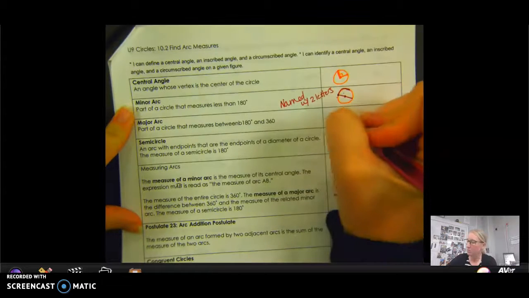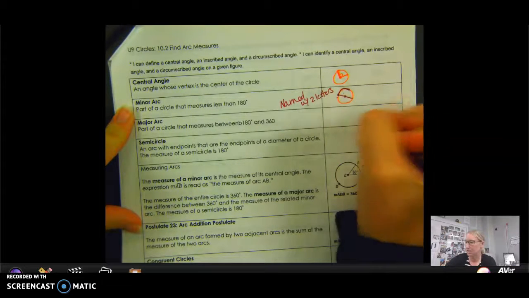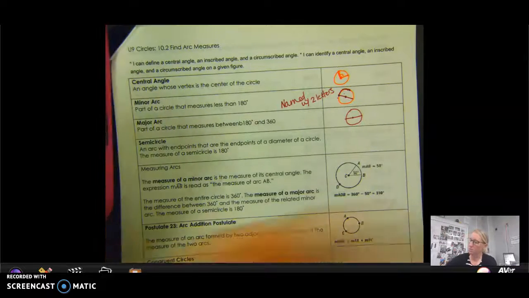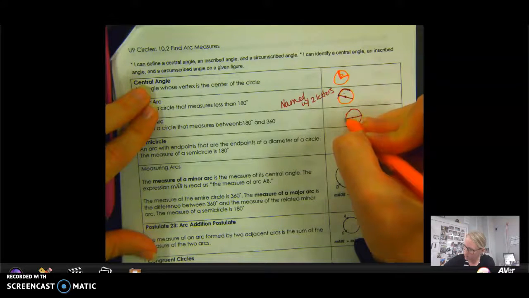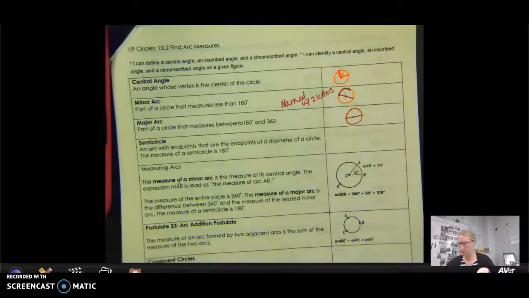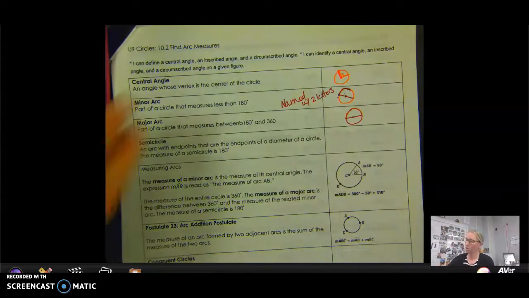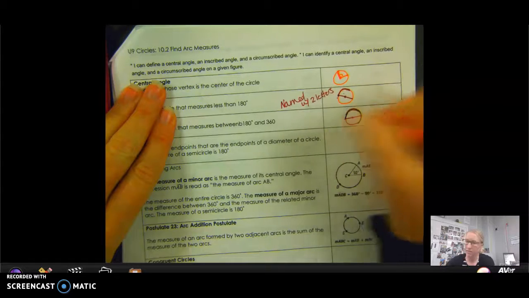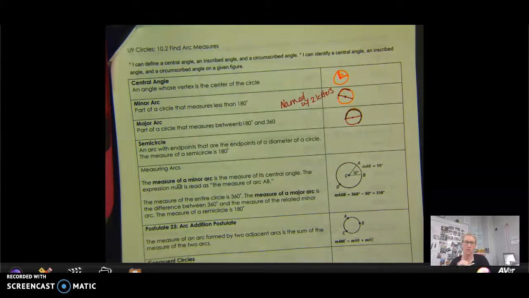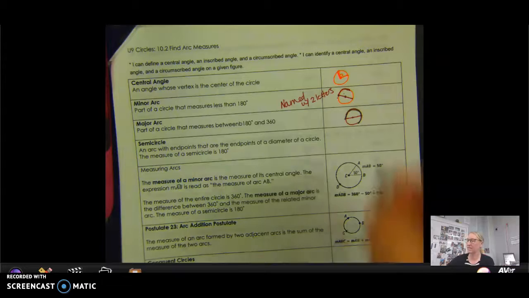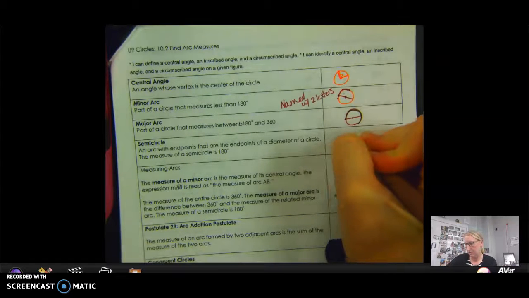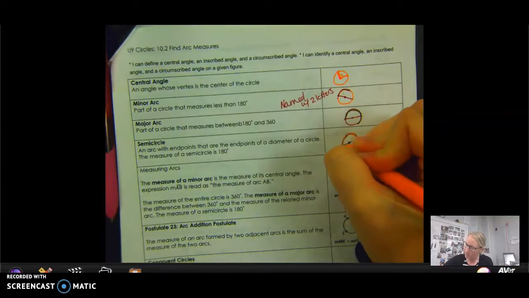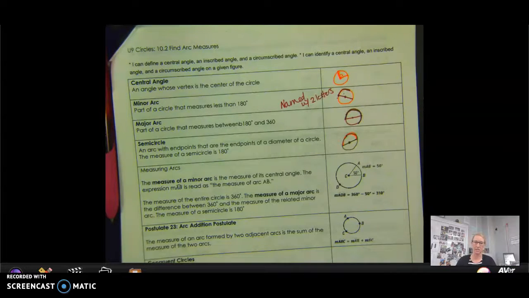A major arc would be more than 180 degrees, but obviously less than 360. So we have our circle. Here's the diameter. So a major arc may start here and go around. You can't really see that color on there. I don't know if you'll be able to see this. And it's just larger than 180 degrees, so it goes more than the diameter. A semicircle is exactly half the circle. So if I have my diameter, a semicircle would be one side from one diameter end to the other diameter end.